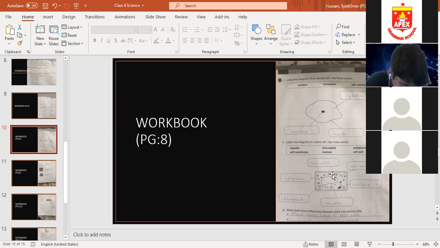Okay, now come to the next question. Question number 3. Write down 3 differences between plant and animal cells. Okay, what are the differences? Tell me the differences. A plant cell has a chloroplast in it, and an animal cell hasn't a chloroplast in it. Yes, and you have to write 3 differences.